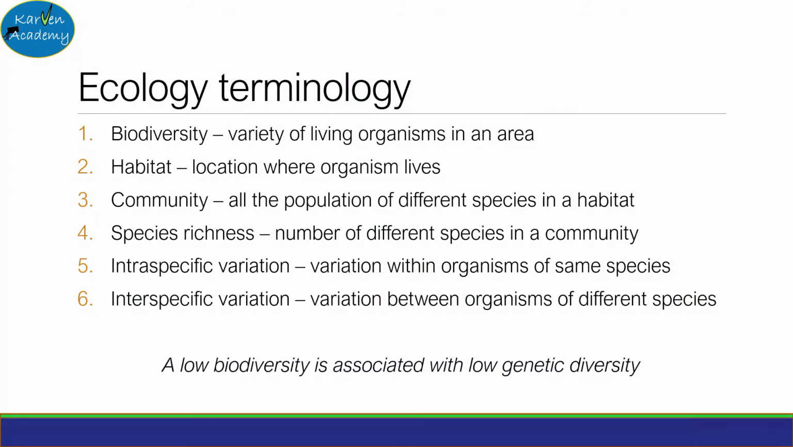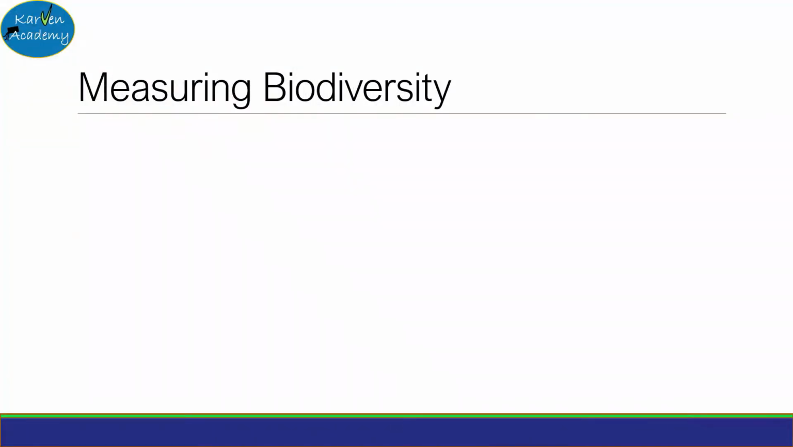Note that a low biodiversity is associated with low genetic diversity. Remember, biodiversity and genetic diversity are not the same terms. So how can we measure this biodiversity? Well, there are two ways. One is species richness, which is the number of species in that habitat. Or we can do index of diversity.